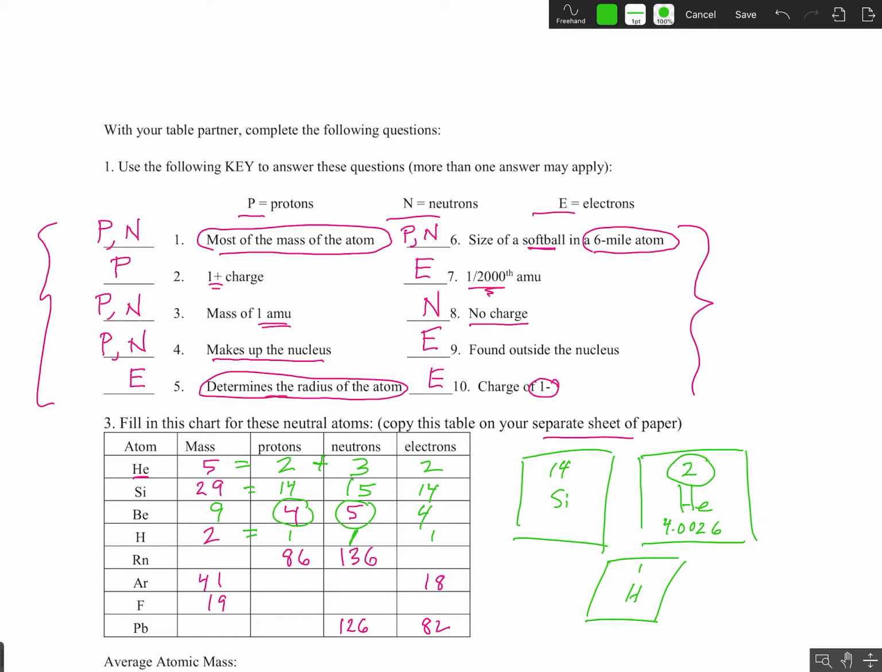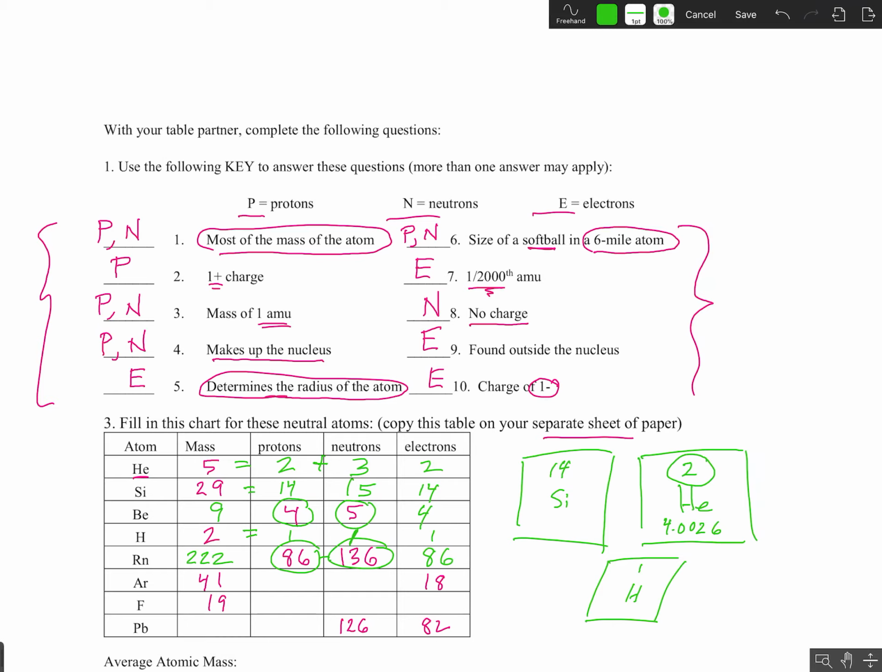Okay, radon. Let's see. Number of protons is 86. Number of neutrons is 136. Remember, protons and neutrons give us the mass number, so we have to find the sum of 86 and 136, and hopefully you all got 222. And for the number of electrons, it will equal the number of protons, so you put down 86.